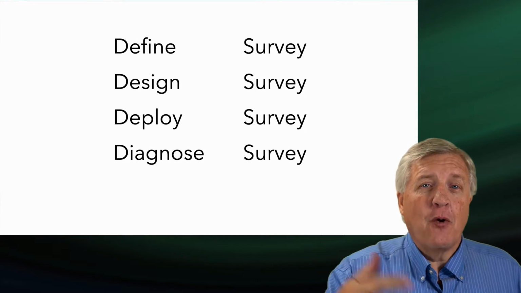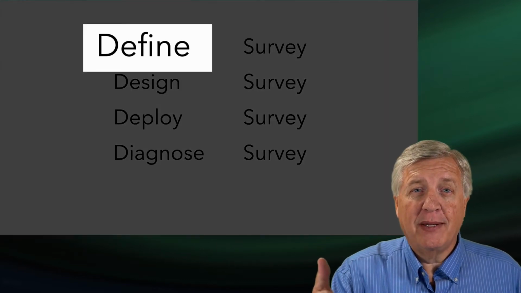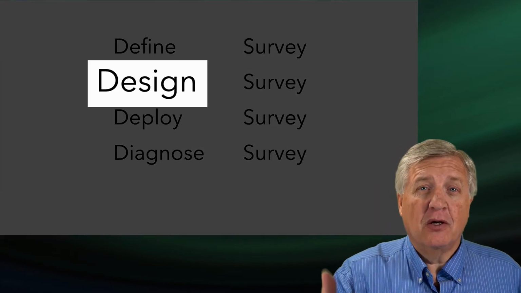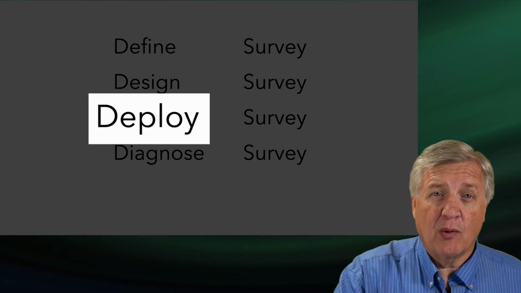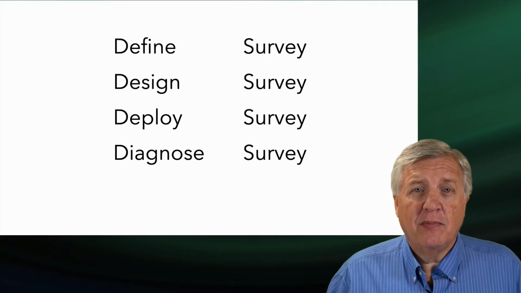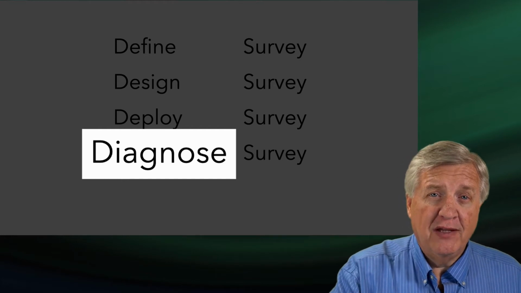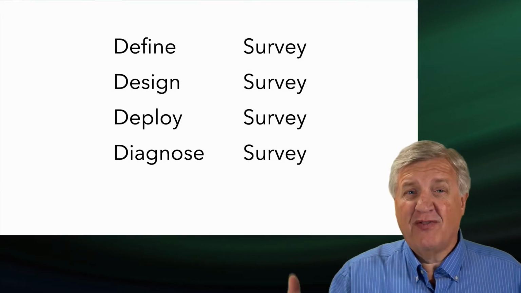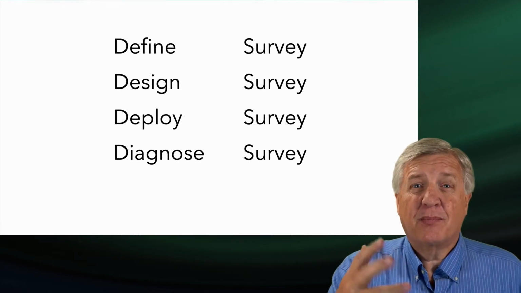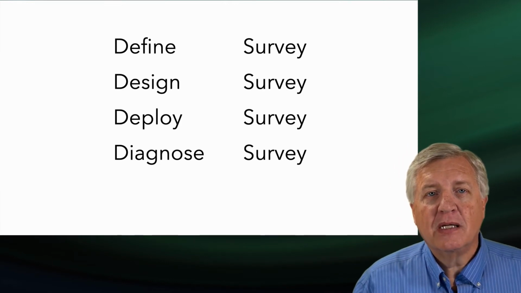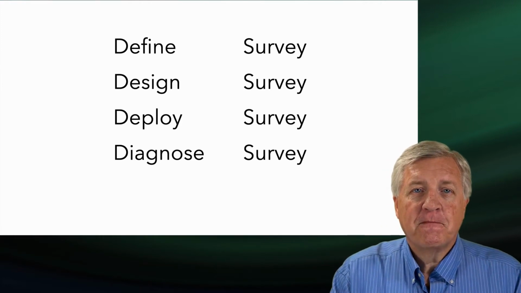There are the 4 Ds of Wi-Fi. Define your requirements. Design to meet those requirements. Deploy and validate to make sure you met those requirements. And then later, if there's a problem, you can come back and diagnose. First thing you do is find out what the requirements are. Then you validate to see if you met the requirements. Then you fix it. Then you validate it again to see if you met those new requirements. That's the process. The problem is people use the word survey when they mean define.